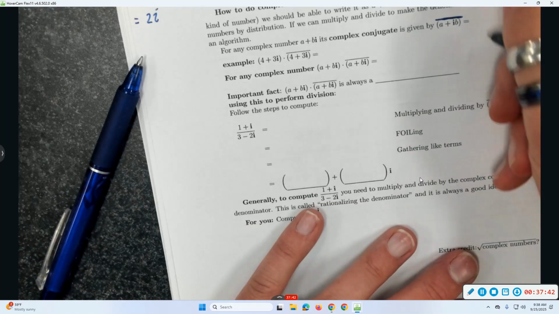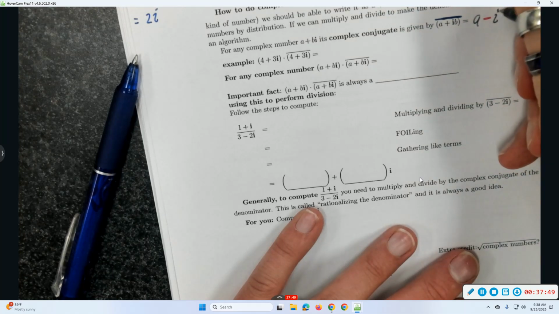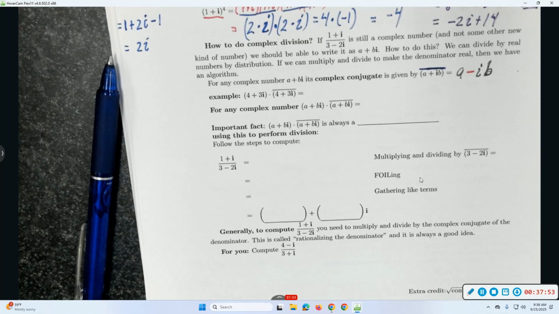It's given by a minus, I guess it's ib, so I'll say ib instead of bi. You take the imaginary part and you put a negative sign in front. That is the complex conjugate.